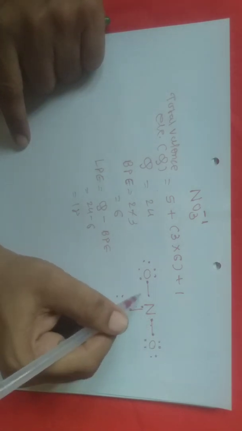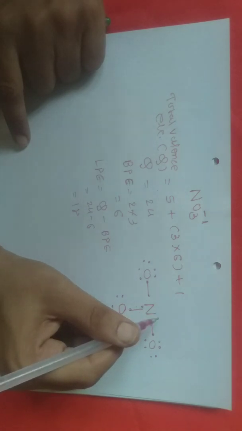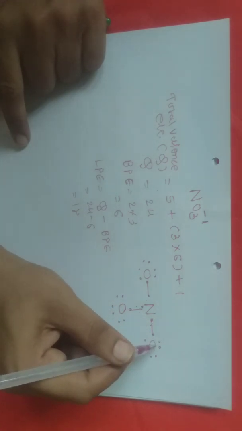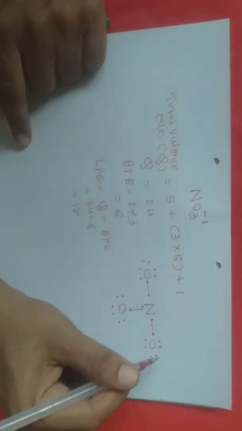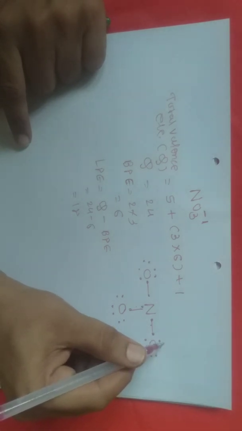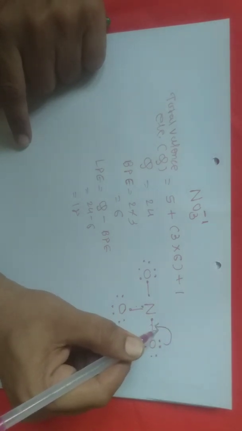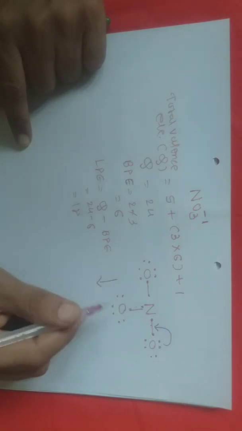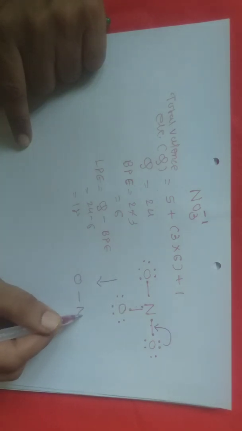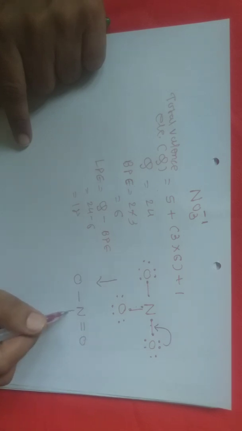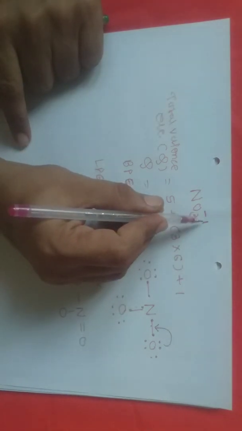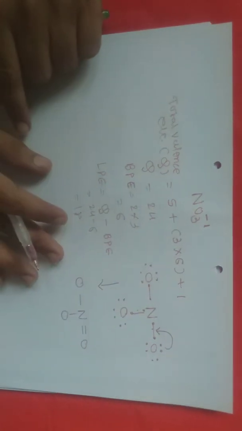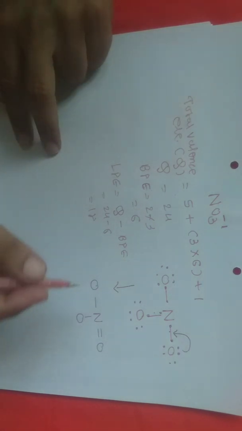So in order to maintain the octet of the center atom, let us make a double bond from any of these lone pair electrons, right? So let us use this lone pair electron for making the double bond. So our new structure is like this: oxygen, nitrogen, double bond oxygen and oxygen. Okay. Now a -1 charge was given on the polyatomic molecule. Now the question arises where I have to put this -1 charge, right?